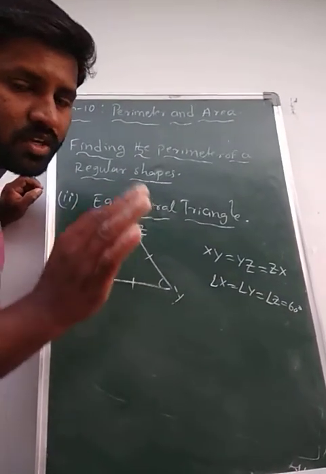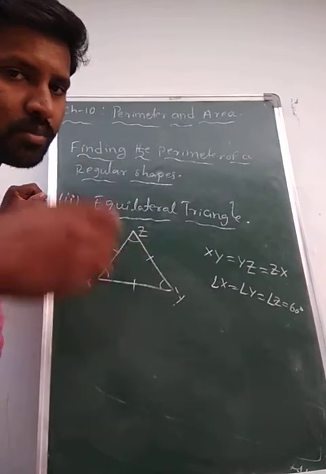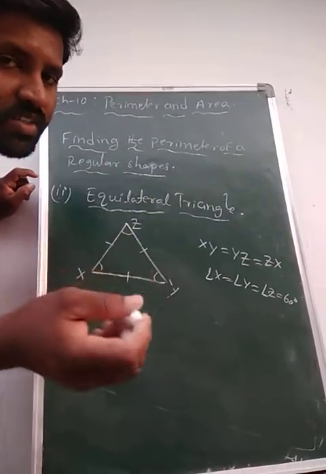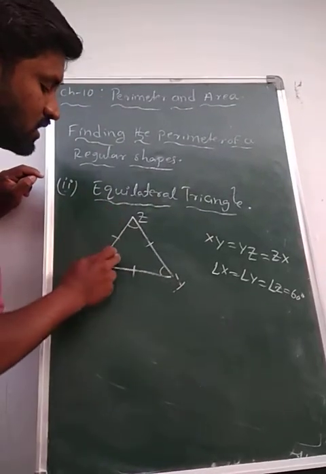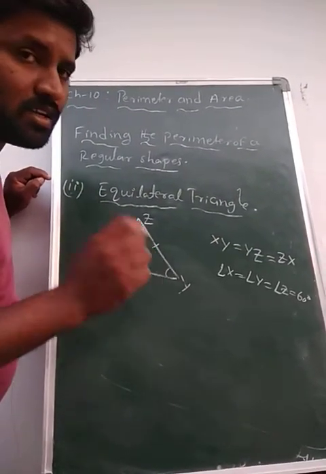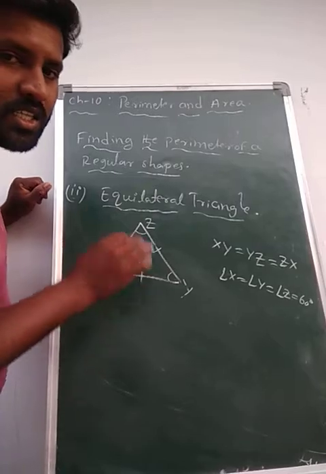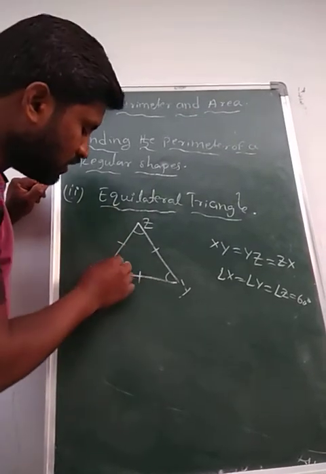The angle sum property of a triangle you are going to learn in upcoming classes. The sum of the angles of a triangle is equal to 180. So 60, 60, 60, 3 sixes are 18, that is 180 degrees, it should be equal.